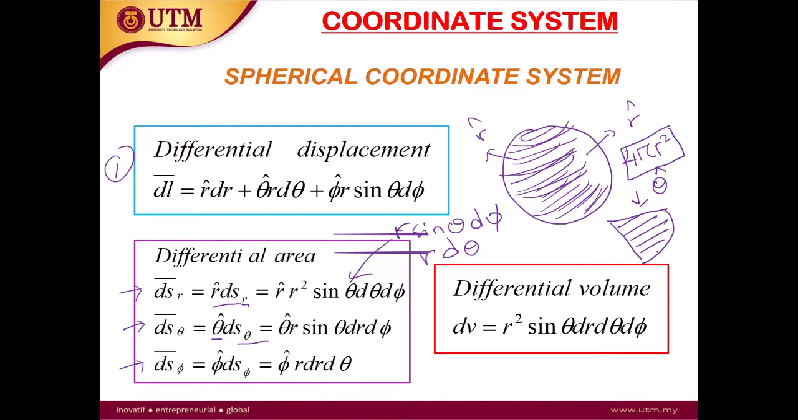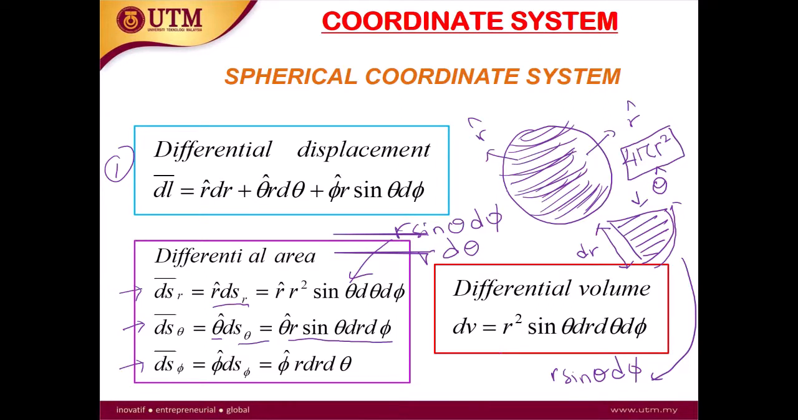To determine the surface area facing the theta direction, here we have dr, and then we have r sin theta d phi. The curve is actually r sin theta d phi. So the surface facing theta is basically r sin theta dr d phi, because we have dr multiplied by r sin theta d phi. That is facing the theta direction. And how about the phi direction?